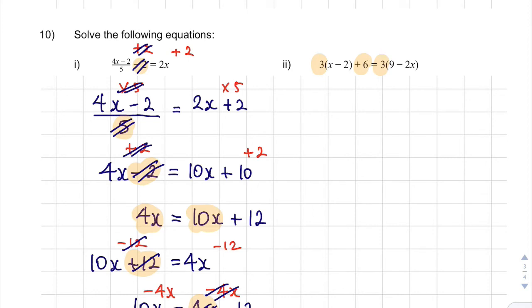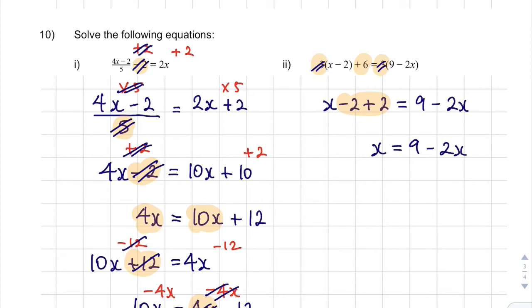So if I divide this first term by 3, the 3's would cancel. The second term, the plus 6, divided by 3 would give me a 2. And on the last term on the right-hand side, when I divide that by 3, obviously that would cancel as well. So what I'm going to get is x minus 2 plus 2 equals 9 minus 2x. Now this -2 and this plus 2, well, they'll just cancel. So I'll have x equals 9 minus 2x.